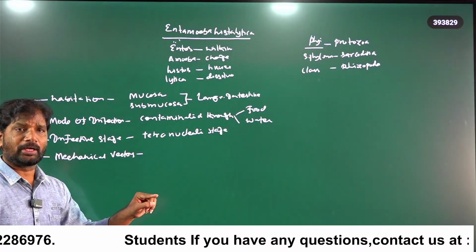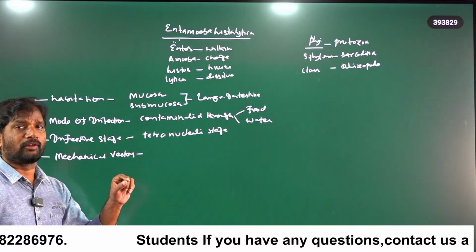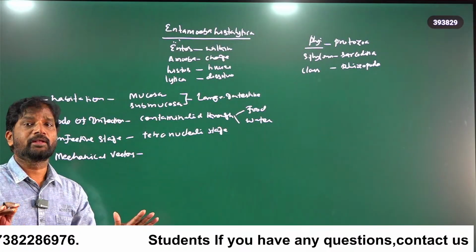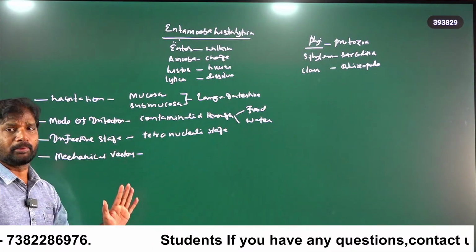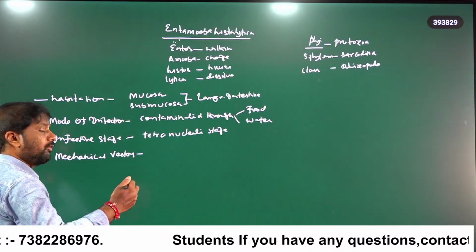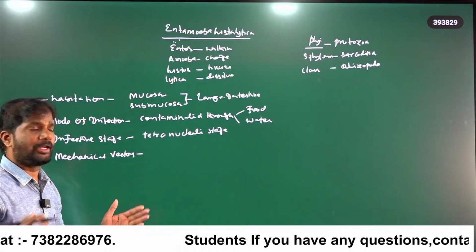Why can you say it is a mechanical vector? Because this vector does not exhibit any development of the Entamoeba. Okay, right now, which organisms act as mechanical vectors?